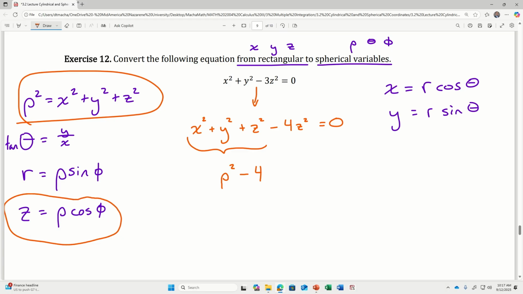And I don't have just z, but I have z squared, and so then I might write rho squared cosine squared phi equals 0. And then I could factor out the rho squared and get rho squared times 1 minus 4 cosine squared phi equals 0.